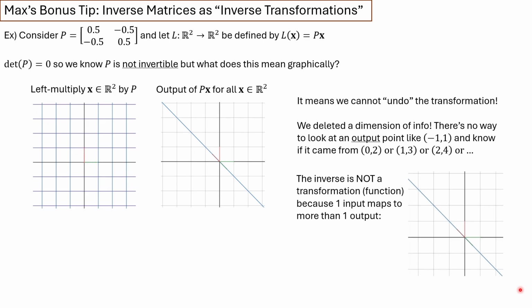Now, another critical takeaway I'd like you to keep, because it's special, is that the inverse of a matrix is the undo of the transformation obtained by left multiplying by that matrix.